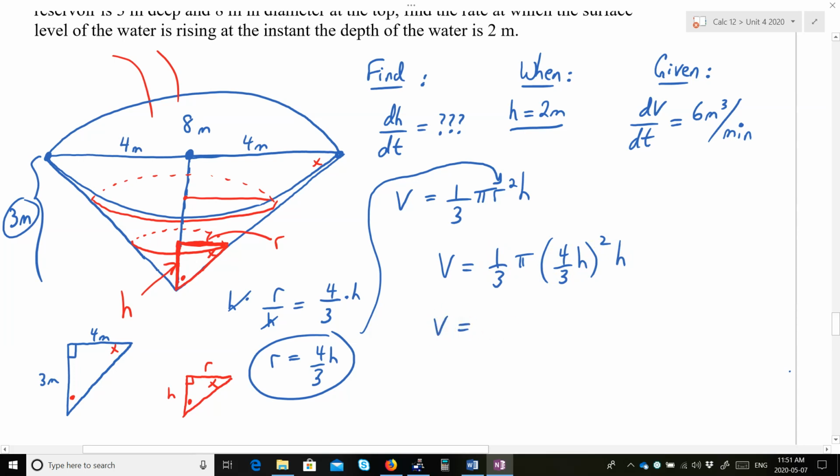Okay, so what are we going to get here? 4 squared is 16, so on top I've got 16 times pi times 1, so I have 16 pi. And I also have h squared times h, which is h cubed. Okay, so there's the top situation, and on the bottom we've got 3 squared is 9. Okay, from the brackets, 9 times 3 is 27. All right, so there's our expression for volume.